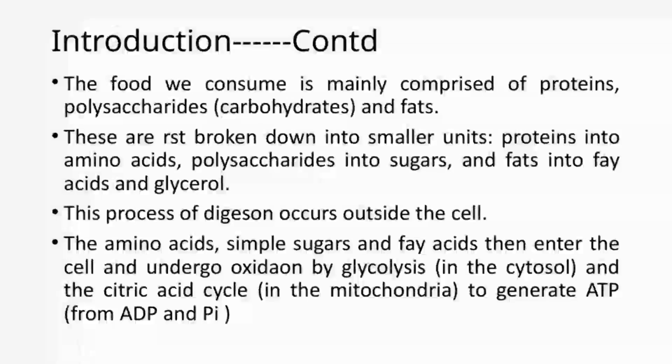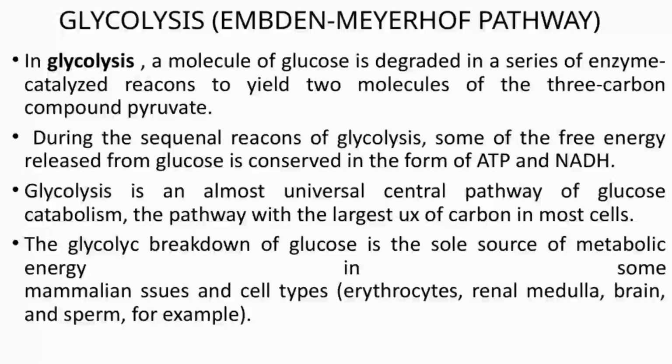In glycolysis, a molecule of glucose is broken down through a series of enzyme-driven reactions. These reactions convert glucose into two molecules of pyruvate, which is a 3-carbon compound. As these reactions occur, some of the energy released from glucose isn't lost, but is instead captured in the form of ATP and NADH, which are crucial energy carriers in the cell. Glycolysis is really fundamental because it's almost a universal pathway across different organisms. It serves as the main route for glucose breakdown, handling the largest flow of carbon in most cells. That's why it's often called a central pathway in metabolism.